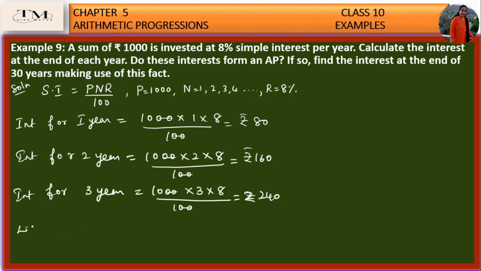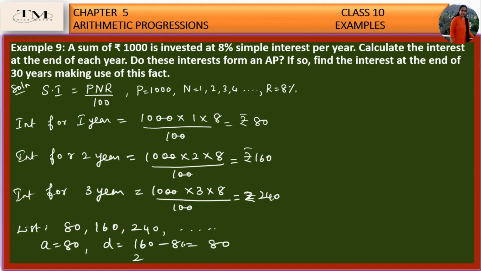So the list is 80, 160, 240, etc. Here A, the first term, is 80. D is equal to 160 minus 80, which is 80. Also 240 minus 160 is also 80. So the common difference is the same. So we can say that this interest forms an AP.